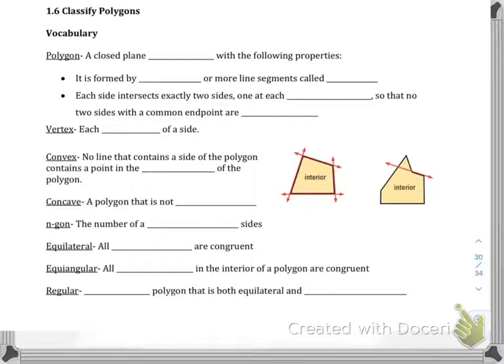In this video, we're going to go over the notes for 1.6, which is classifying polygons. So as always, we're going to start with some vocab. So a polygon, let me just turn on my pen here.